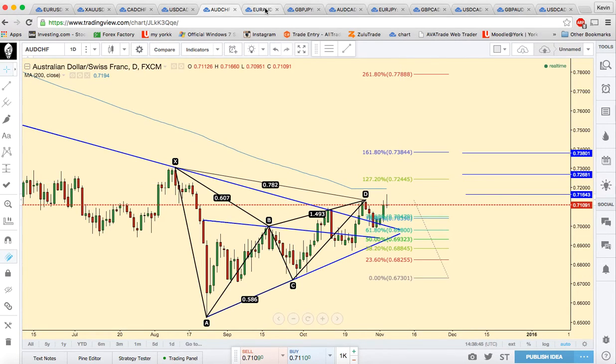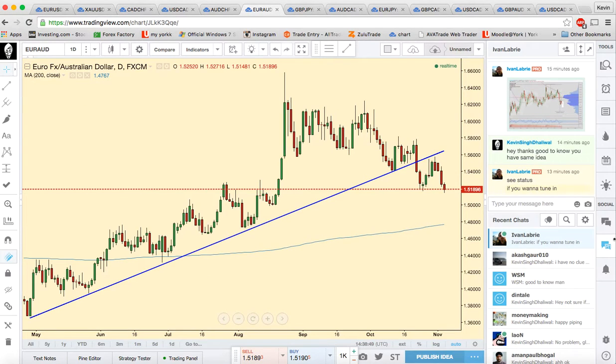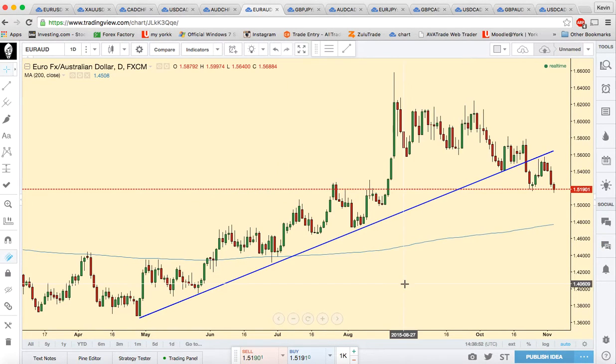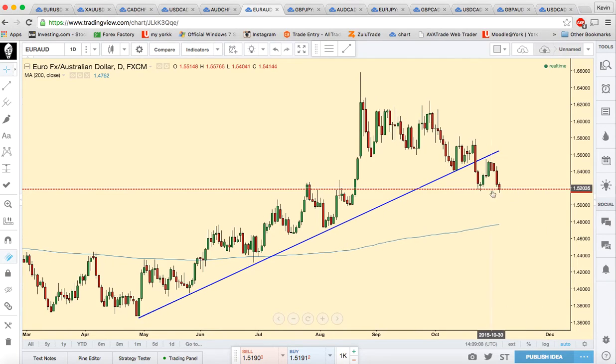This is AUD. For Euro AUD, we had a simple breakout. So we had a breakout right here, and then it confirmed the breakout. It couldn't go back above the trend line. This was the first signal, and this was pretty much the second signal right here. So it's still going down, and this will be my first target.